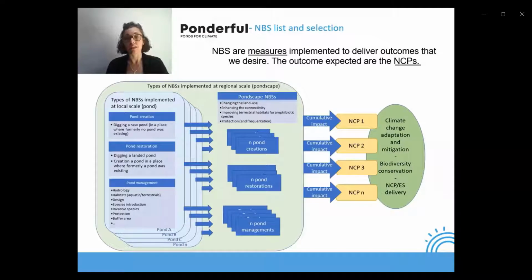Nevertheless, as I said before, local management measures, pond-specific, have to be considered when their cumulative effect, I mean, on several ponds, for example, impacts the pondscape scale, or when they represent best practices to be promoted and to potentially replicate elsewhere.